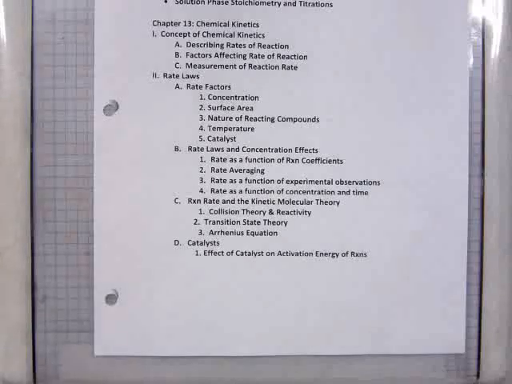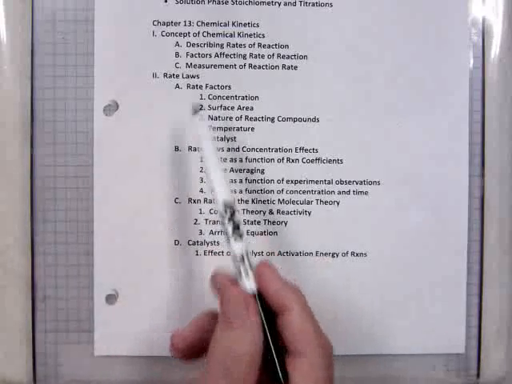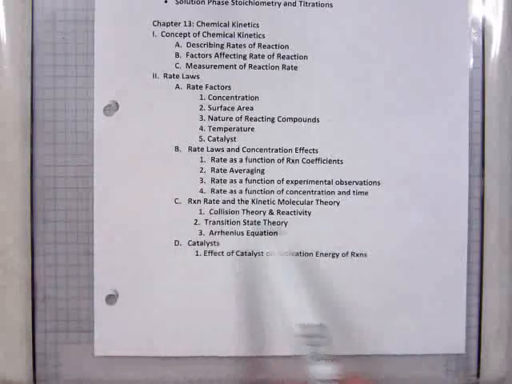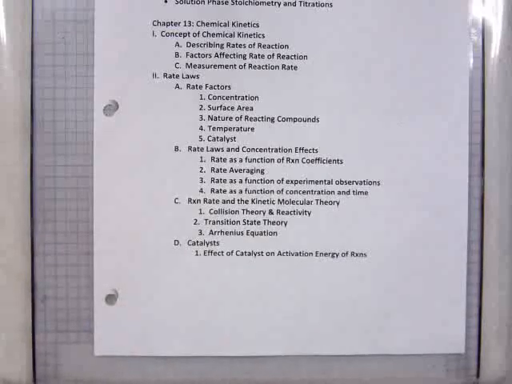Chemical kinetics is the study of rates of reaction. How fast does a reaction proceed from reactants to products? The topics will be rate factors, rate laws, rate in the kinetic molecular theory, and the effects of catalyst on the speed and nature of chemical reactions.